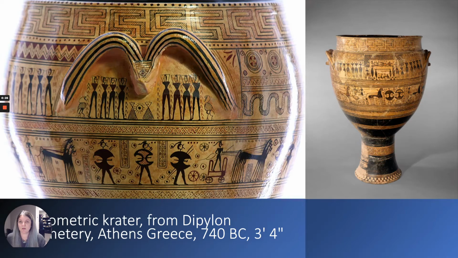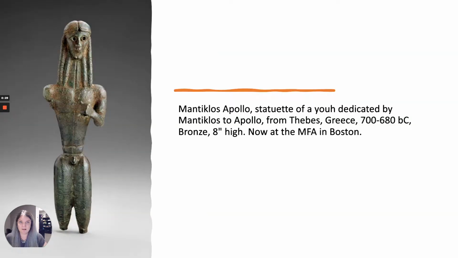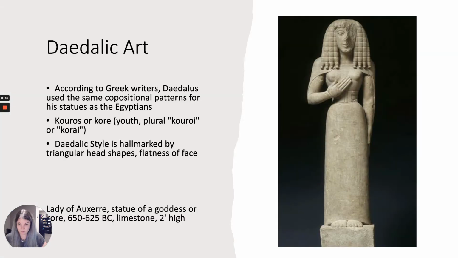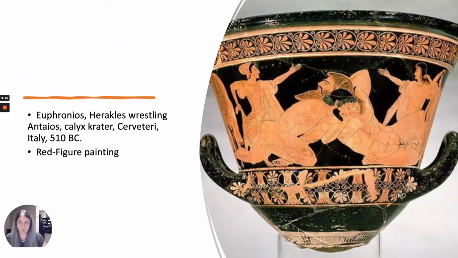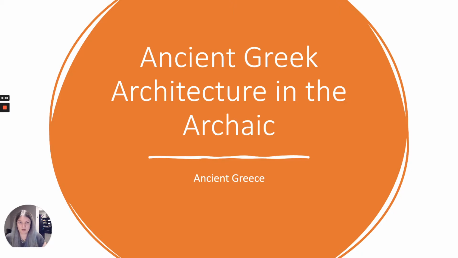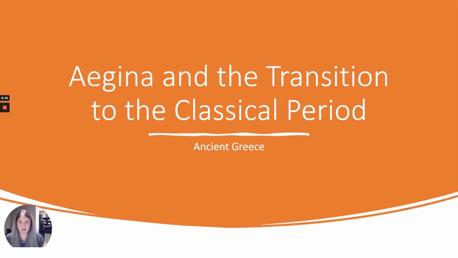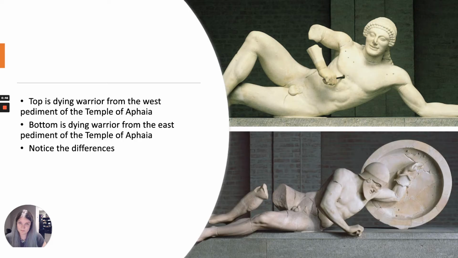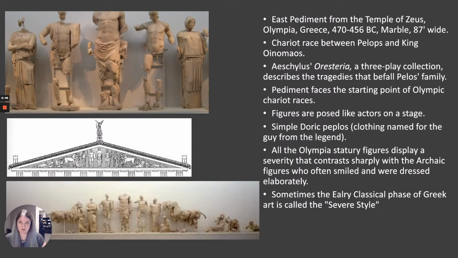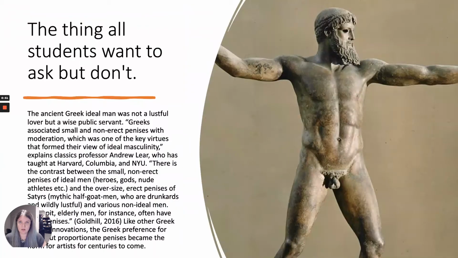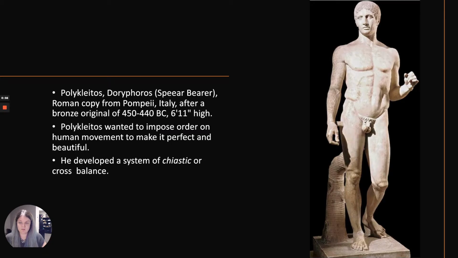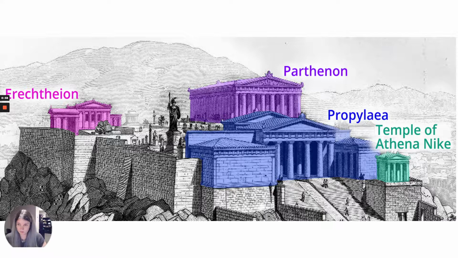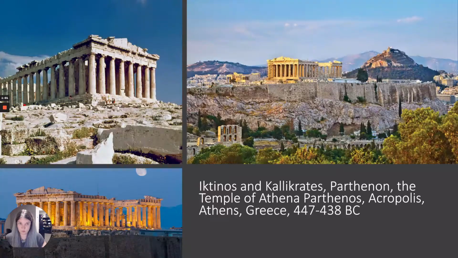So the first one, we have the geometrical and orientalizing movements, and then we talk about the Archaic period. And then we talk about architecture in the Archaic, and then we get into the transition into the Classical period. So there's a lecture on that, and then we get into early and high Classical, and then after that we talk about Polykleitos quite a while. Then there's a whole lecture just on the buildings of the Acropolis, where we look at these 4 buildings.